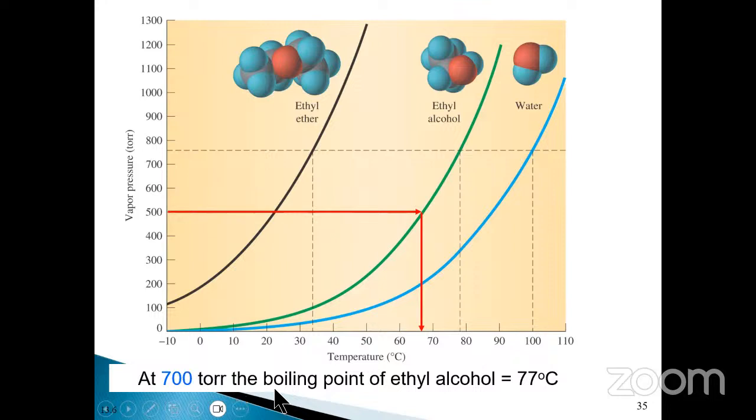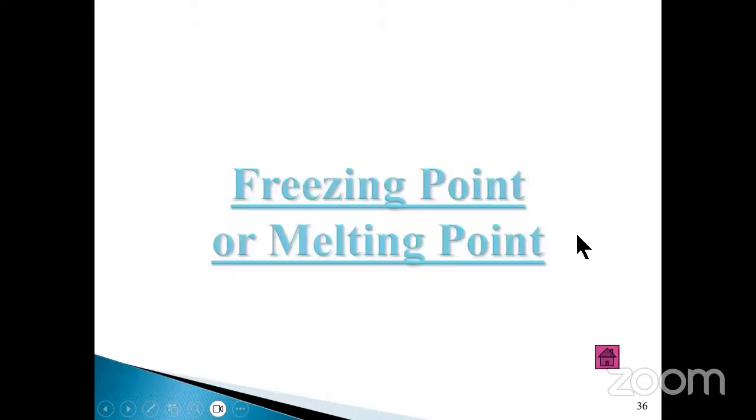And then you can do the same thing for ethyl alcohol at 700 torr. You draw a line like this, and then you drop the vertical down, and where it cuts the x-axis, that would be the boiling point of ethyl alcohol under the pressure of 700 torr, all right?